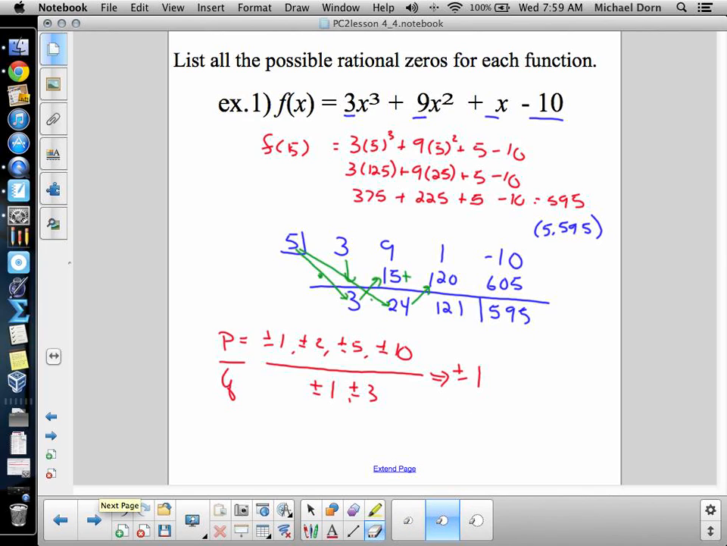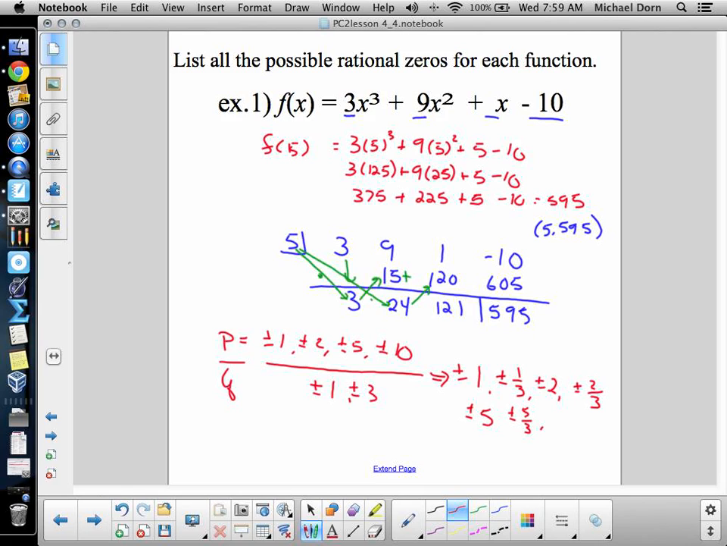So my possible solutions are positive or negative 1 over 1, or positive or negative 1, and then positive or negative 1/3. Positive or negative 2 over 1. Positive or negative 2/3. Positive or negative 5 over 1. Positive or negative 5/3. Positive or negative 10 over 1. And positive or negative 10/3.